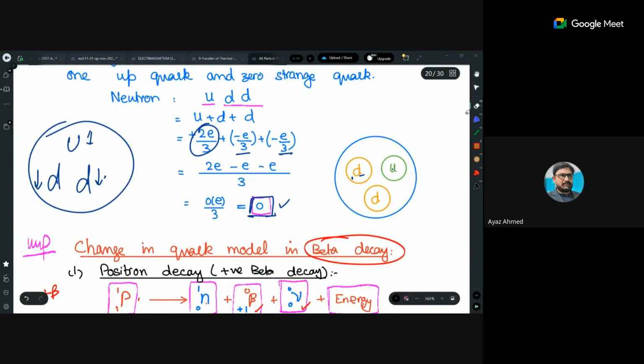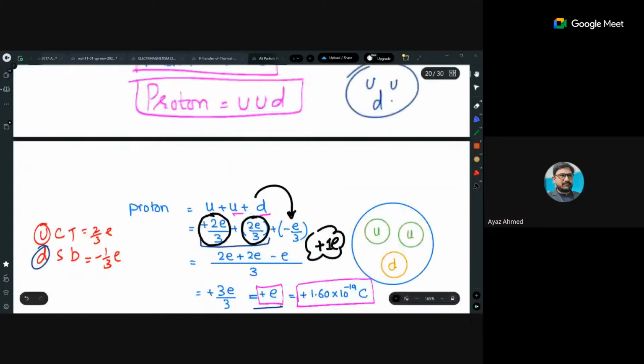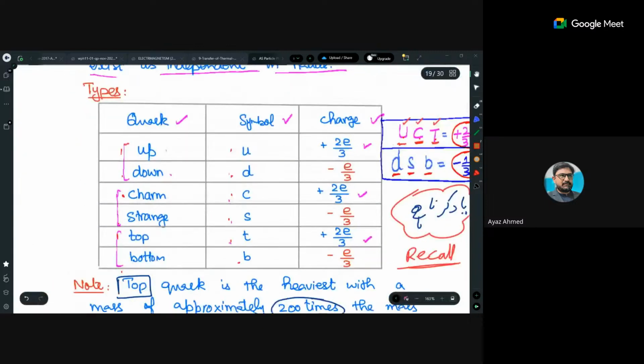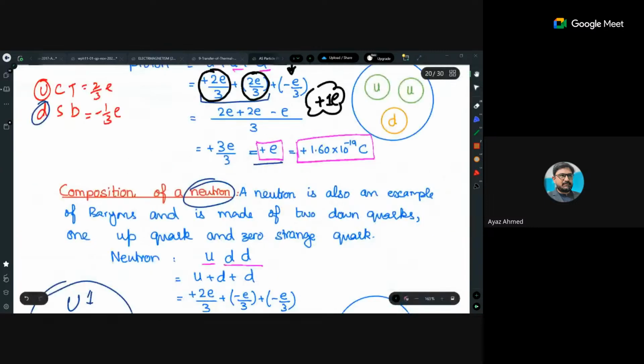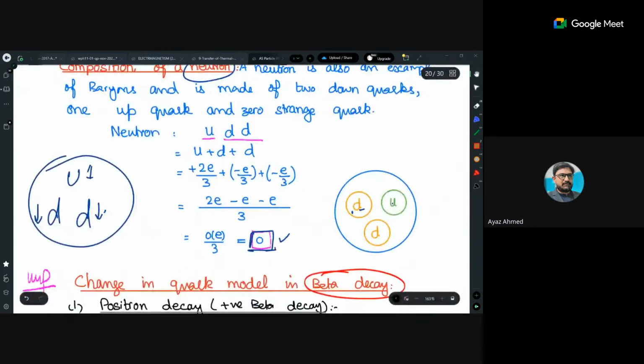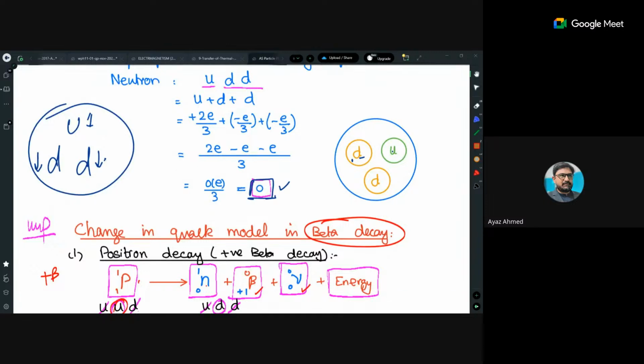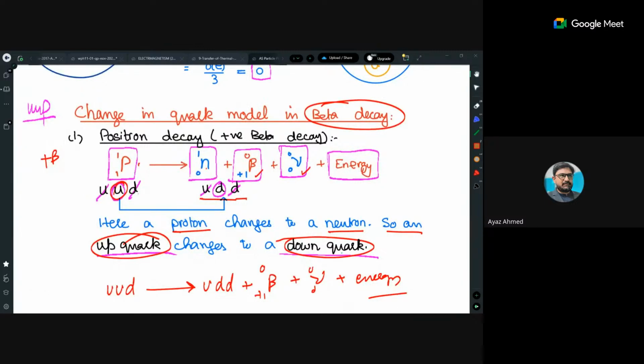Okay, is it clear? So one up quark has plus 2 by 3e. I told you UCT and DSB. Up quark has plus 2 by 3e, and down quarks have minus 1 by 3e. So as a whole, did you see that the neutron has no charge? So it is basically neutral. That is why it is neutral. This is what you are asked in this topic.